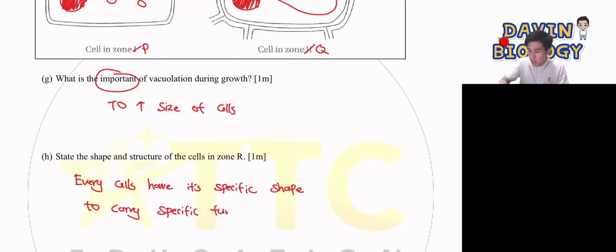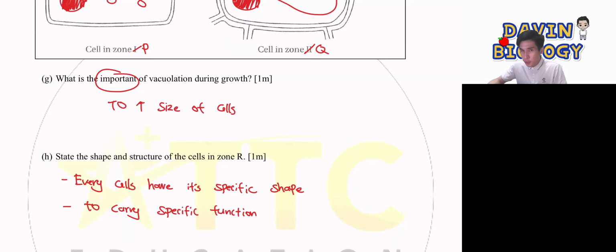So right now, xylem has its own shape to do its function. Phloem is also the same. All the ground tissue that we mentioned earlier is also the same. Just like when you grow older, everybody will be different because you want to do different things. An athlete, for example, has a very buff body because they need to exercise. People who work in an office, their body is not so fit, for example. Same thing, something like that. Okay.